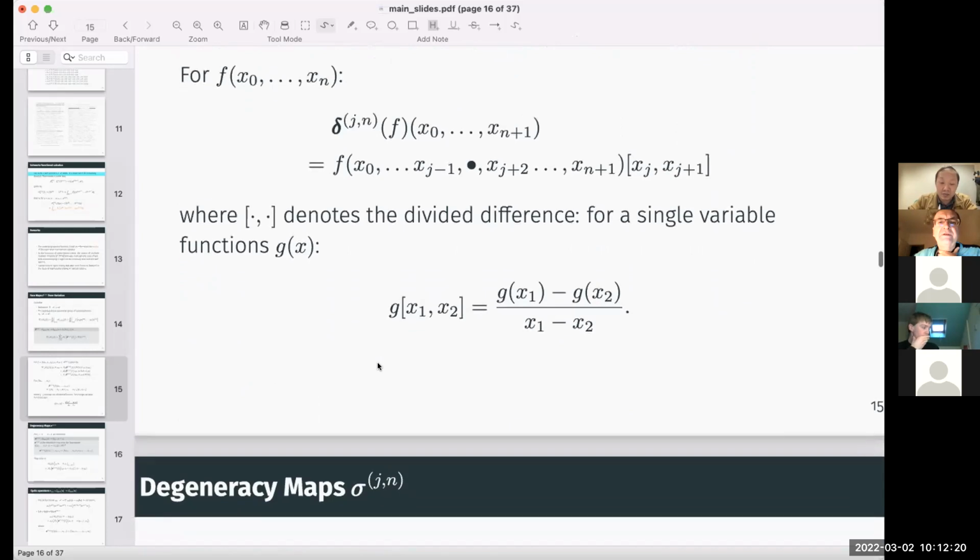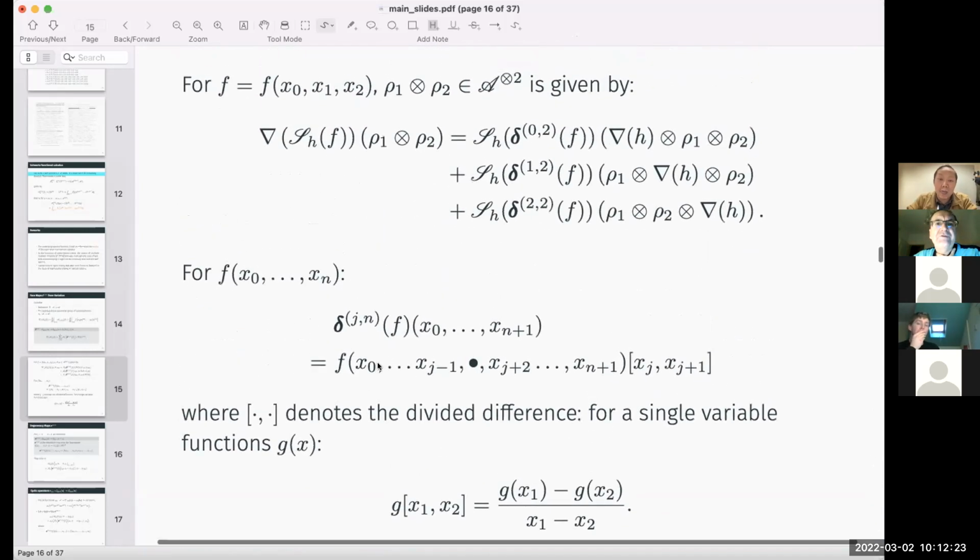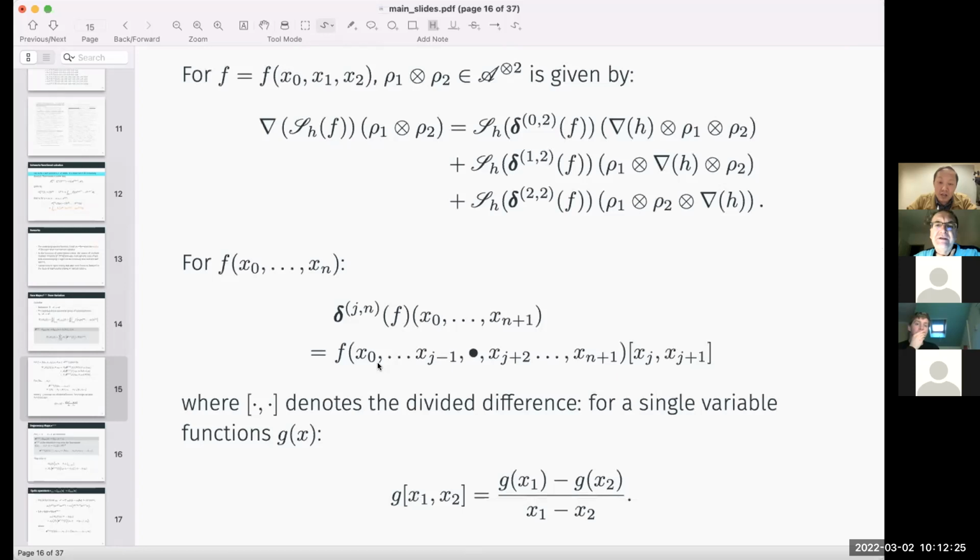Sorry, but I'm again confused. Here you are taking out actually both j and j plus 1, right? No, I'm taking out the j spot. So why is it j plus 1, not j plus 2? Thanks for the question. We start with a function of m plus 1 arguments, right? Yes. And then the output is a function of m plus 2 arguments. That's why I need this shift of the index.